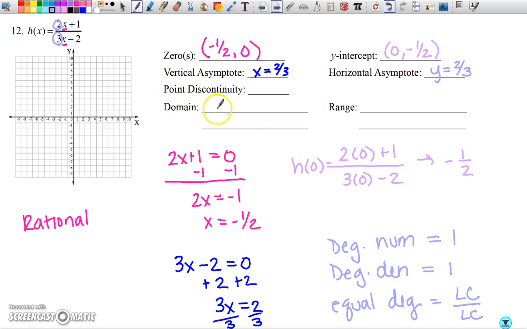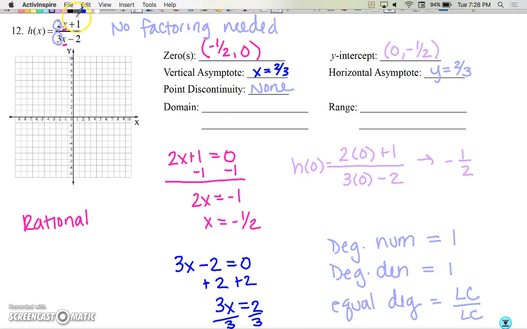Point discontinuity is common factors, which we didn't have any, so there were none. And that came from the fact that we didn't need to factor here. There was no factoring to do. Okay, they didn't have anything in common. So no factoring needed. Go ahead and write that.